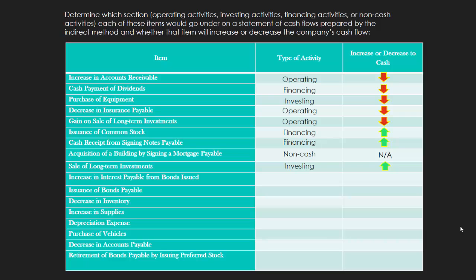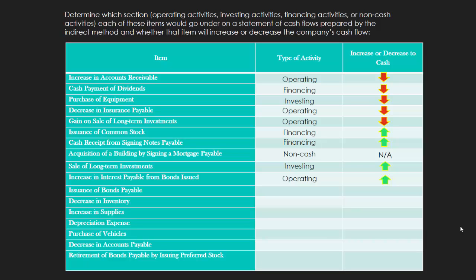We have an increase in interest payable from bonds issued. So interest payable is a current liability, and like all current liabilities, it's going to go in the operating section. And this increase in interest payable means we spent less cash during this period than we did the last, paying out interest to our bondholders. And since we spent less cash, that has to be increasing our cash flow.